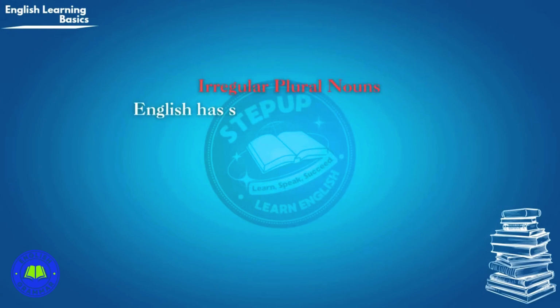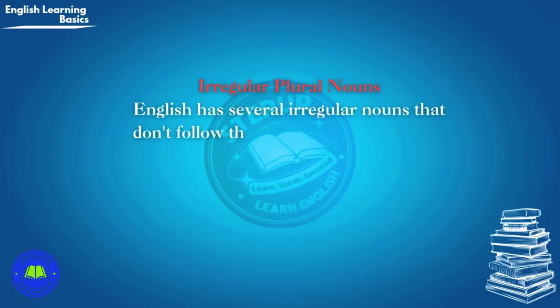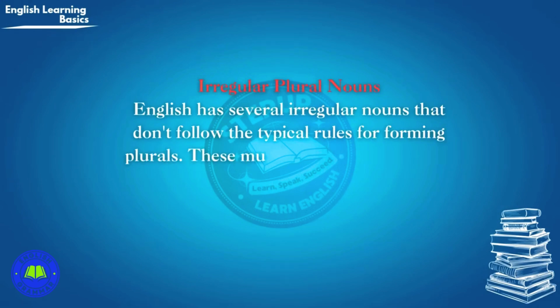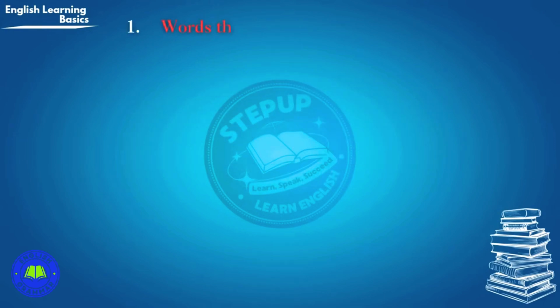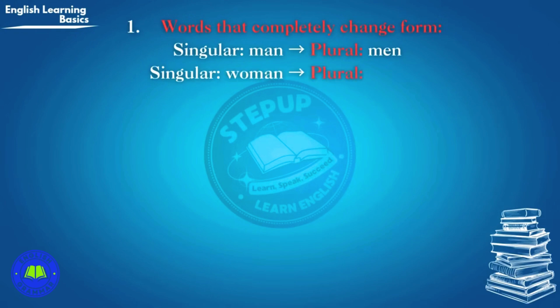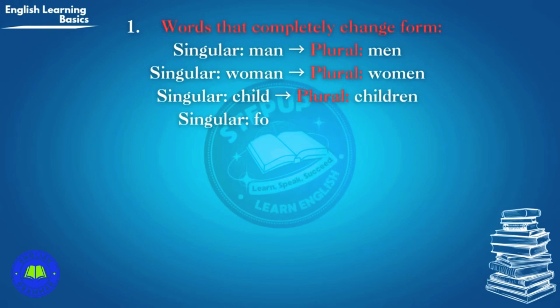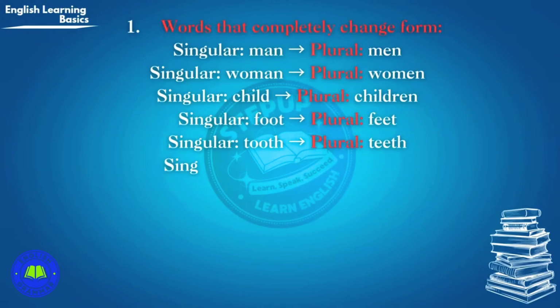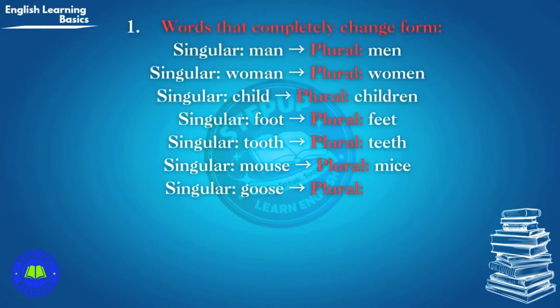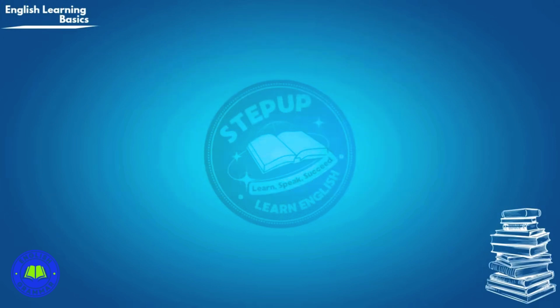Irregular plural nouns. English has several irregular nouns that don't follow the typical rules for forming plurals. These must be memorized as they are exceptions. 1. Words that completely change form. Singular, man; plural, men. Singular, woman; plural, women. Singular, child; plural, children. Singular, foot; plural, feet. Singular, tooth; plural, teeth. Singular, mouse; plural, mice. Singular, goose; plural, geese.